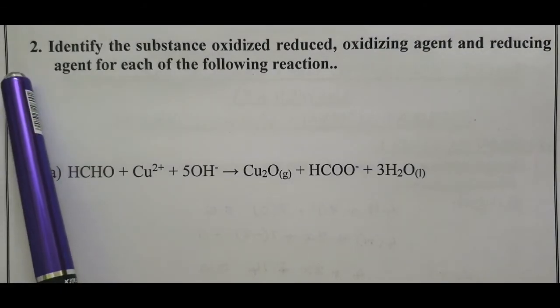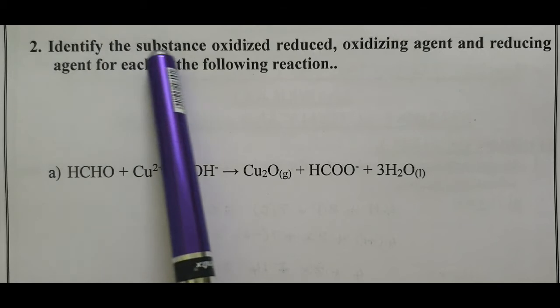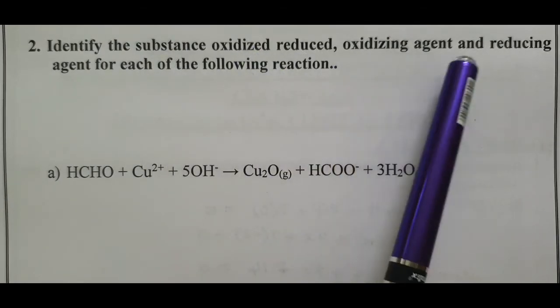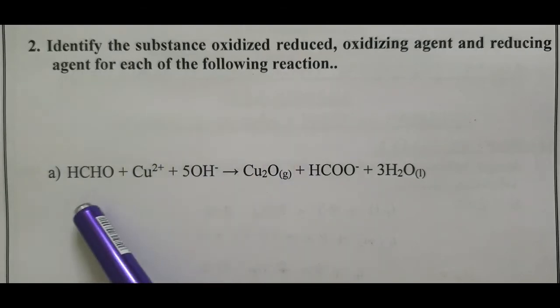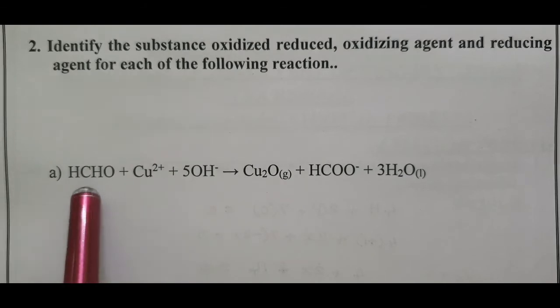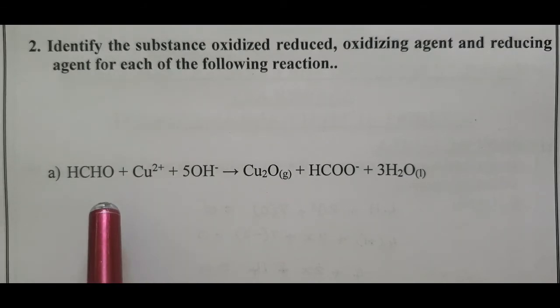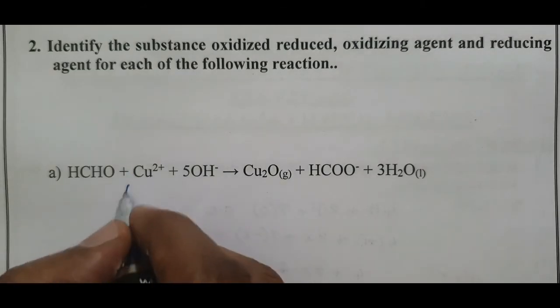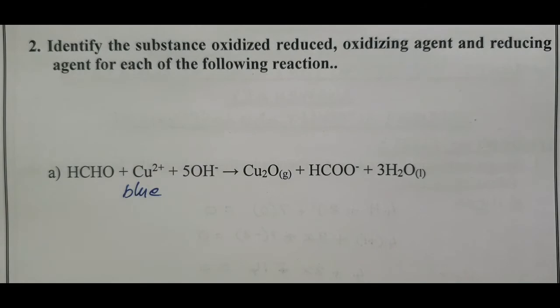Number 2, student activity. Identify the substance oxidized, reduced, oxidizing agent and reducing agent for each of the following reactions. First reaction, formaldehyde reduces copper 2 plus ion into copper. So this is one of the tests used to detect the aldehyde, the test for aldehyde, named the Fehling test. This is the Fehling test. Copper 2 plus is blue in color. Copper 2 plus ion is blue in color.